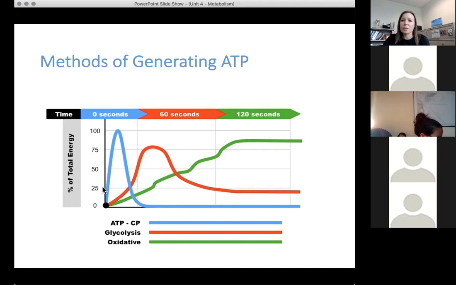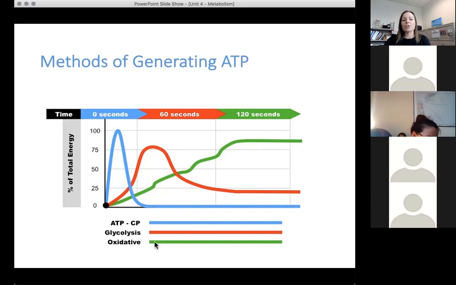So this graph just gives you an example of the length of time that these two methods of making ATP can give you energy for. I'm really just going to focus on the blue line and the green line. The blue line shows you the number of seconds that this method of making ATP will give you energy for. So using creatine phosphate, you will get energy right away. But it only lasts, like you can see, not even a minute, not even 60 seconds. And then you use up all your creatine phosphate and you can't get any more energy from it.